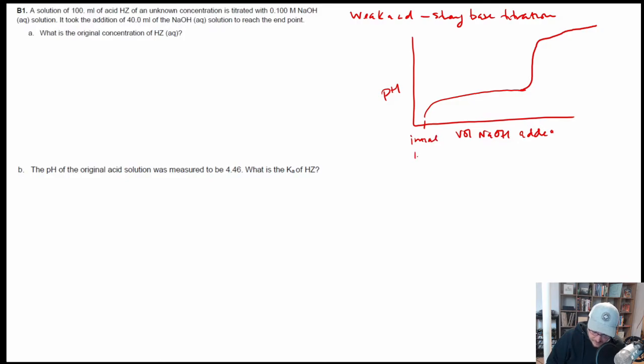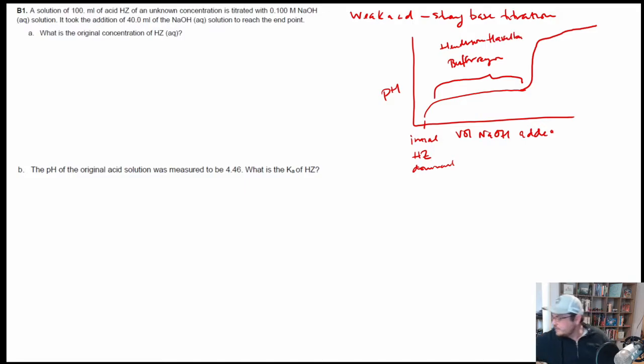And so this is going to be HZ dominant. And so that's the point where you're going to be doing a weak acid equilibrium problem. This region right here is going to be the buffer region. And so that's where the Henderson-Hasselbalch equation is appropriate to use. And then the halfway point during that titration, right before you reach the equivalence point, is when the pH is going to equal the pKa of your weak acid.